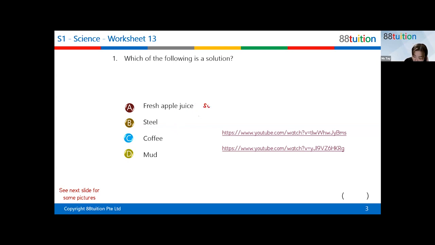So for those of you who have questions about this, because you go and Google, you will see that apple juice is a solution. It is not. This is a solution, this is a suspension, as we have seen just now. Mud, definitely it is a suspension. We already know. So our answer here is B. Correct? You all got B, right? Good. So if you have not gotten it correct, I think you can understand this now.